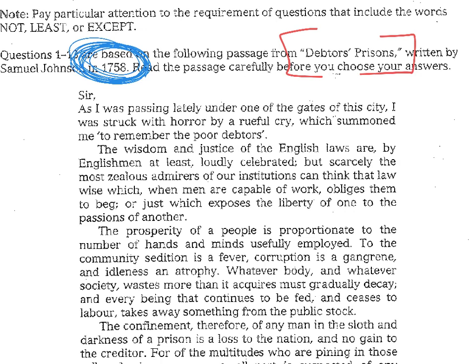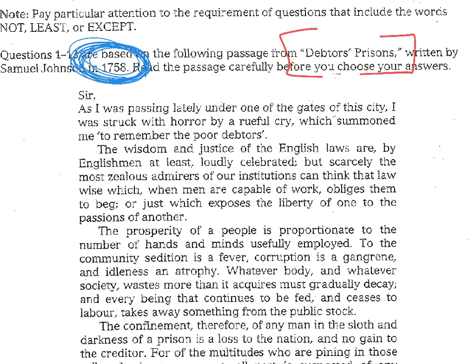The prosperity of a people is proportionate to the number of hands and minds usefully employed. To the community, sedition is a fever, corruption is a gangrene, and idleness an atrophy. Whatever body and whatever society wastes more than it acquires must gradually decay. And every being that continues to be fed and ceases to labor takes away something from the public stock.